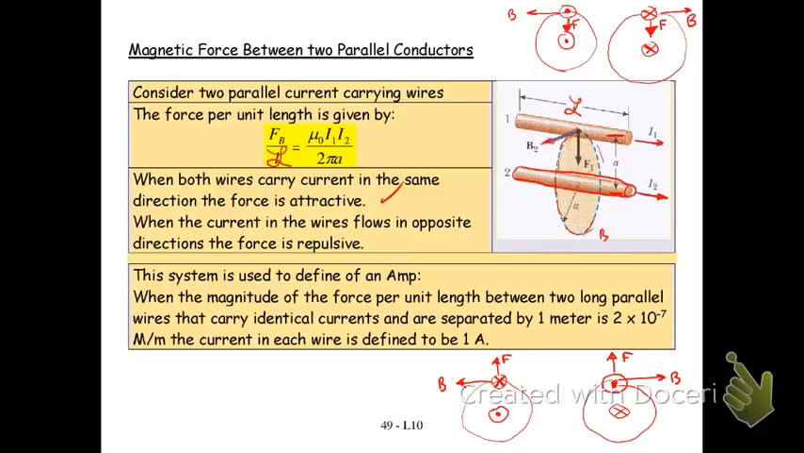When the current in the wire flows in the opposite direction, it's repulsive. By the by, one of the reasons why they like to talk about this, apart from the fact it's a kind of neat effect, is that if you want to define the amp, it used to be you would actually define the amp as being the flow of 1 coulomb of charge per second. That's difficult to actually set up and control and do.